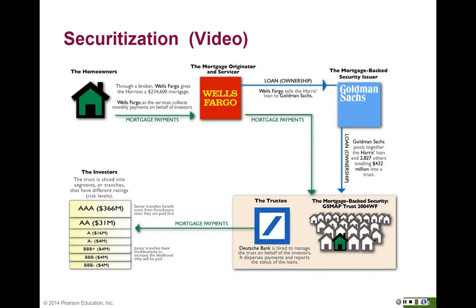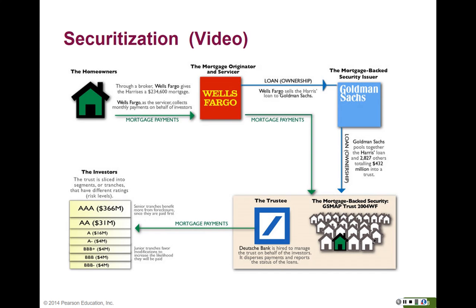But some of you may ask, how do the investors get a return on their investment? This picture also illustrates the process. The homeowner will pay interest and principal to Wells Fargo. Wells Fargo will pass the homeowner's payment to the trustee, in this case Deutsche Bank. And then Deutsche Bank, the trustee, will pass through the interest and the principal to the investors who buy the securities.